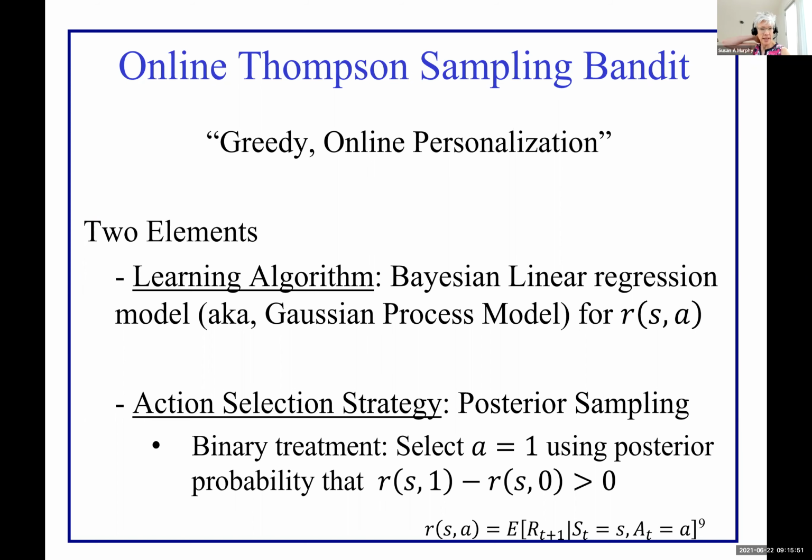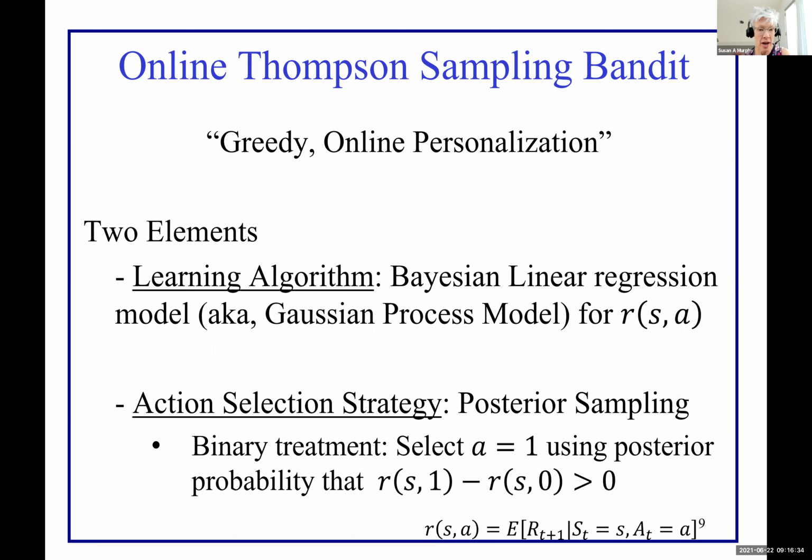So in these decision-making algorithms, there are always two elements. There's a learning algorithm, an incremental statistical method that you update as data accrues. In our case, what we used is a Bayesian linear regression, as a very simple form of a Gaussian process model for this reward function. And then the second element of these online decision-making algorithms is the action selection strategy. So what strategy is one using to experiment and be able to learn whether to send a suggestion? And what we're doing here is posterior sampling, so it matches the learning algorithm.